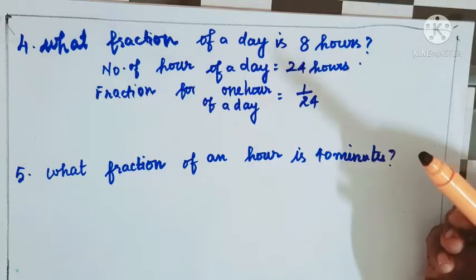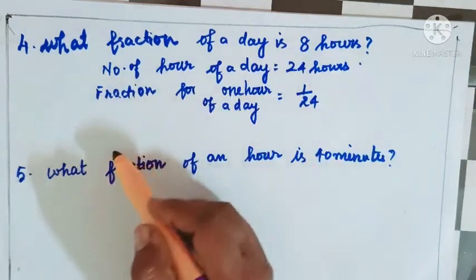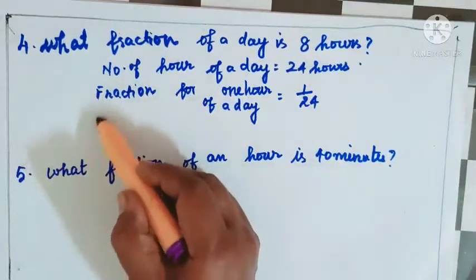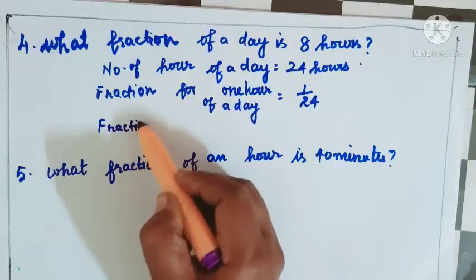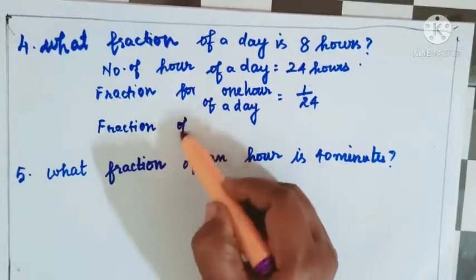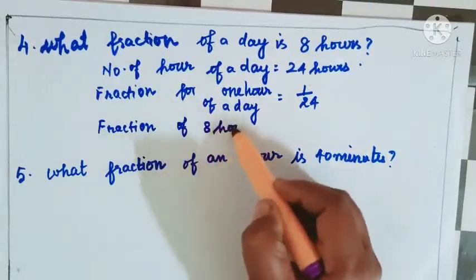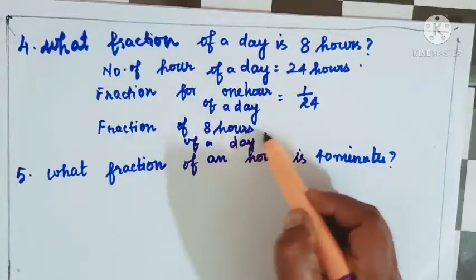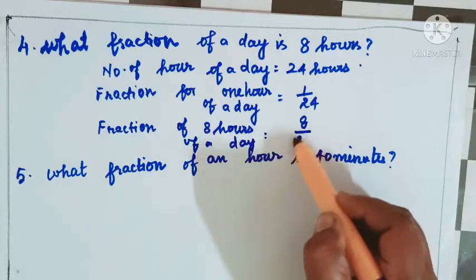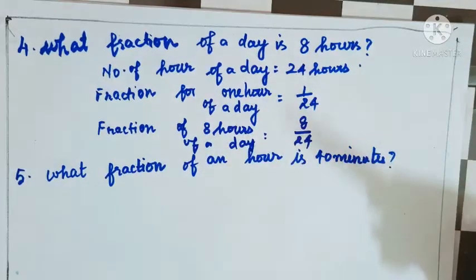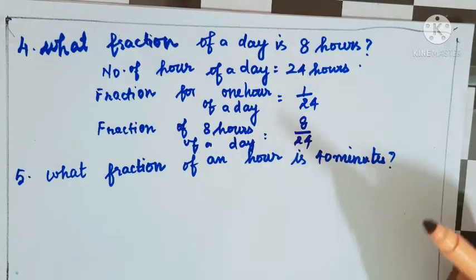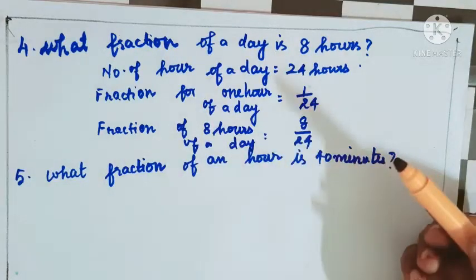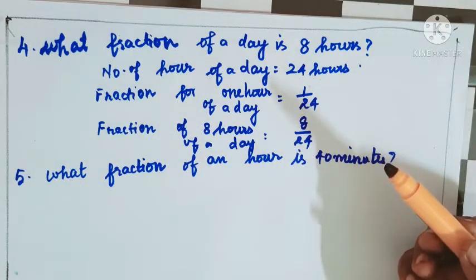So the fraction of 8 hours of a day, same thing, fraction of 8 hours of a day is equal to 8 by 24. That's all. Okay. So this is the answer. 8 by 24 is the answer.